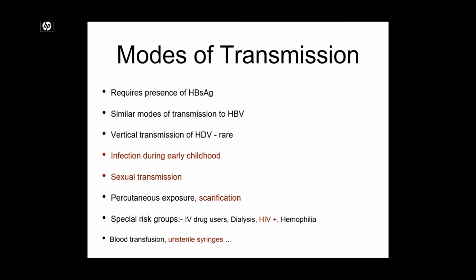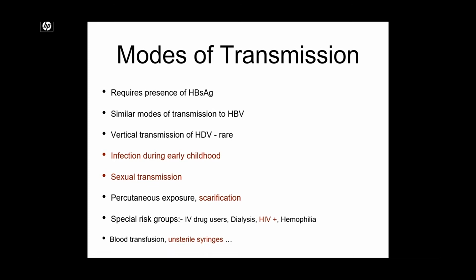there is a peculiarity. Vertical transmission of hepatitis D virus is actually considered to be rare. Infection during early childhood, I want to stress here that for hepatitis B virus also, horizontal transmission is an important form of transmission in Sub-Saharan Africa, in countries which have more than 8% prevalence of hepatitis B virus. This is different from Asian or American countries, as you see. In America, sexual transmission could be considered the most common. Hepatitis B virus is rare.